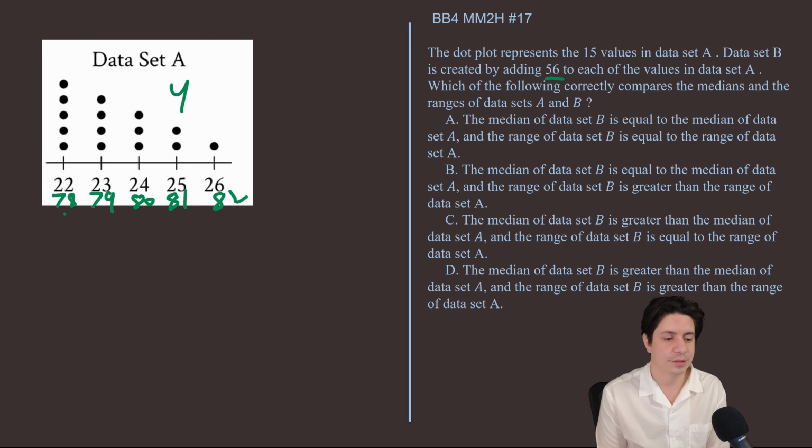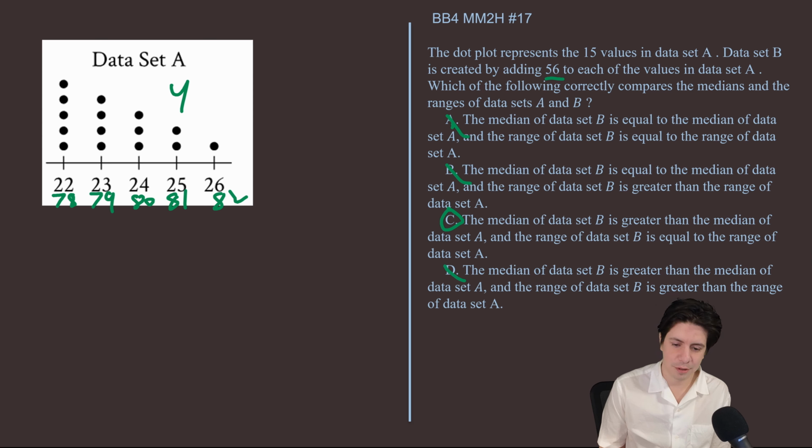We don't need to find it. We just know that it's gone up. So the median of dataset B is equal to the median of dataset A? No. The median of dataset B is greater than the median of dataset A? That's correct. And the range is equal, so it should be that one. What's wrong with D then? The median is greater, that's correct. And the range is greater, that's wrong.